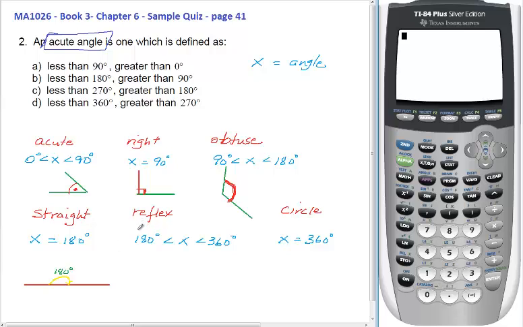Now, I know I'm going on a bit long for this one. You didn't have to know all that, but I just wanted to review all the different types of angles. And we're looking for the one that's less than 90 but greater than 0. And we can see that absolutely this one, the first one, is between 0 and 90. So an acute angle is less than 90 but greater than 0. So the answer for this one is A.